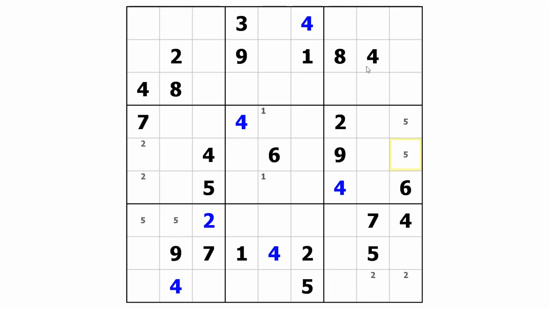And now because this 5 rules column 8 and these 2 5s rule column 9, we can put a conjugate pair of 5s into those 2 cells. One of those 2 5s must be true. I think that's all for the 5s for now, so let's move to the 6s.